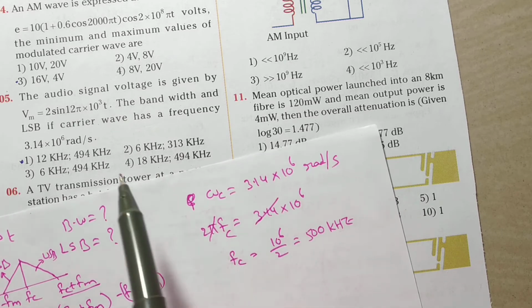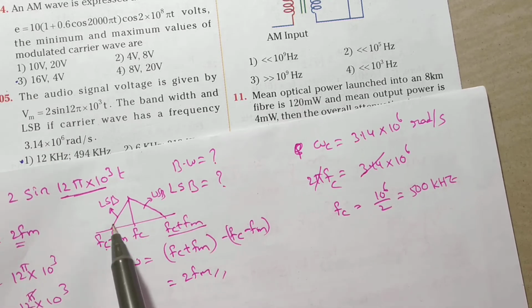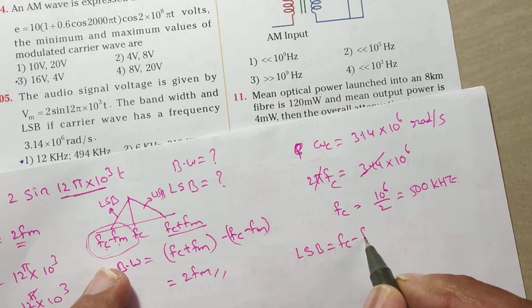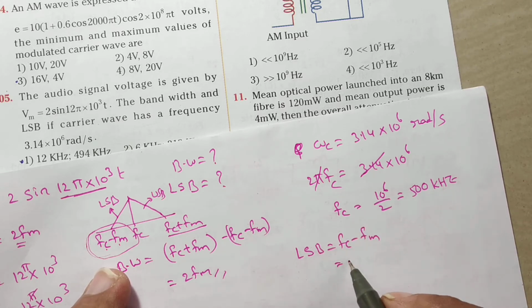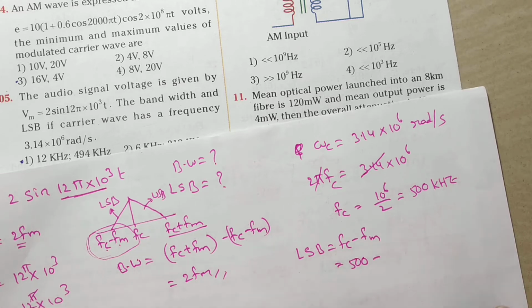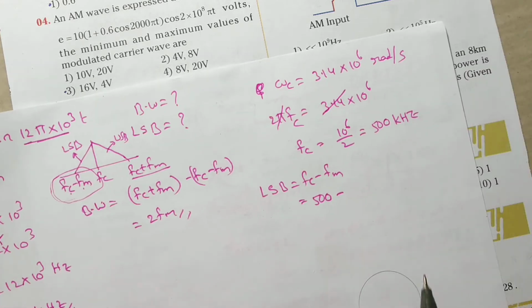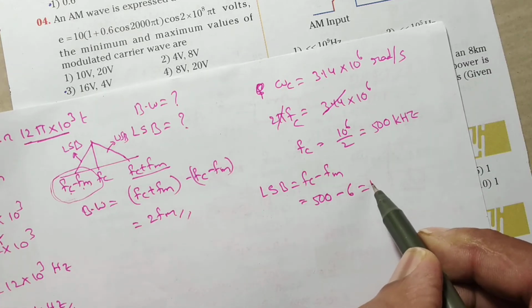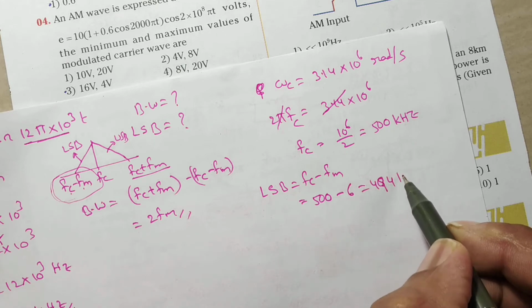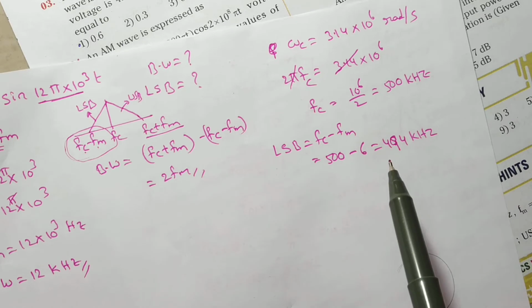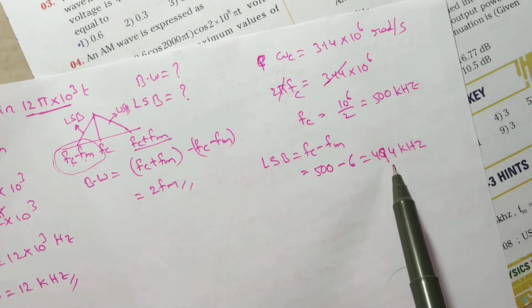Now we have to find the LSB. LSB means FC minus FM. FC is 500, minus FM. FM is 12 by 2, that means 6. That is equal to 494 kilohertz. Bandwidth is 12 kilohertz and LSB is 494 kilohertz.